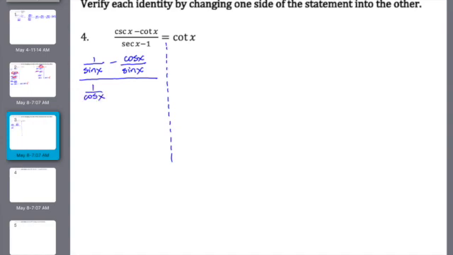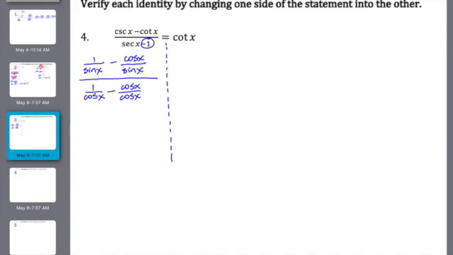And what I'm going to do right away is turn this minus 1 into minus cosine x over cosine x, because I know I'm probably going to have to combine these into a single fraction, and in order to do that I will need a common denominator. So I'm just doing that right away.